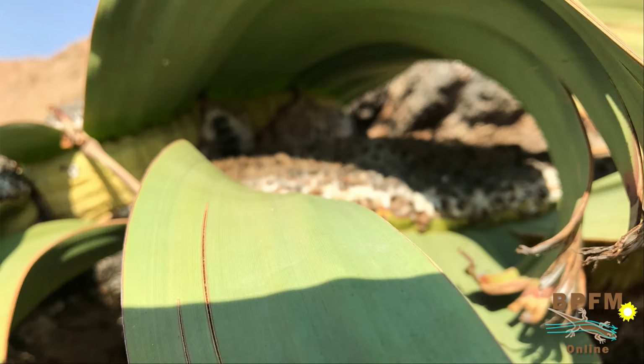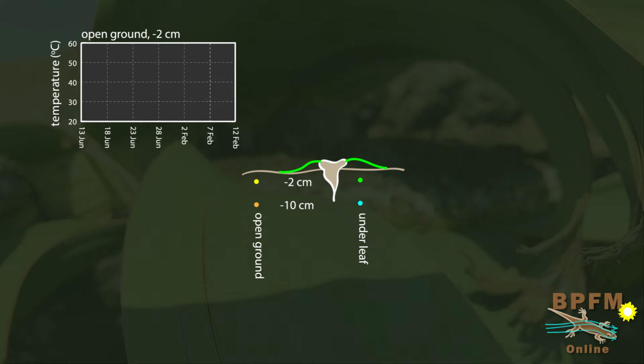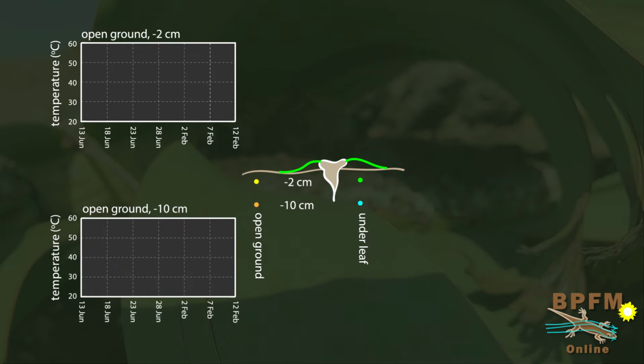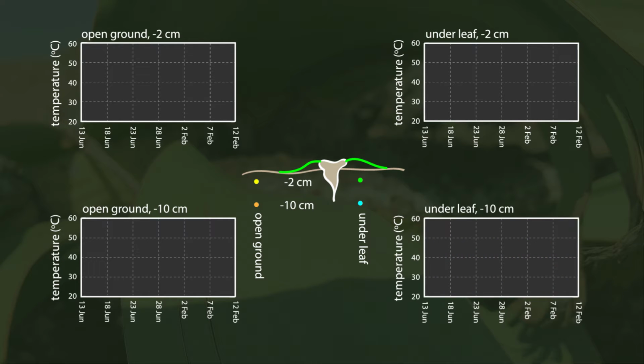Just to remind ourselves of the experimental design, here's a cartoon of a Welwitschia with its leaves spreading over the ground. We logged temperatures at 2 depths, at -2 centimeters and at -10 centimeters, at 2 locations, in the open ground exposed to the sun and in the shaded soil under the leaf. Pay attention to the color coding we've applied here. The data for each location can be expressed as a time series. For these measurements, there are 4 of them, one for each iButton. One in the open ground at a depth of -2 centimeters, another also in the open ground at a depth of -10 centimeters, and the same locations under the leaf, one at a depth of -2 centimeters and another at a depth of -10 centimeters.